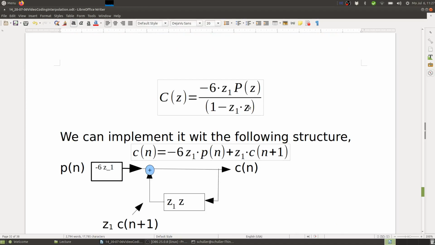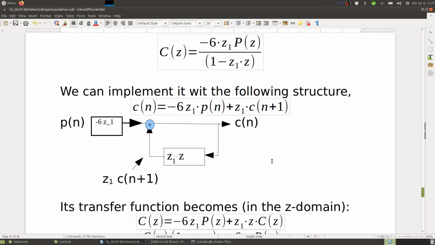Right? So this is the reversal of direction. This is the anti-causal part. We already saw this -6 Z1, which remained. And here is our anti-causal filter. And here the P is the output from the last filter.